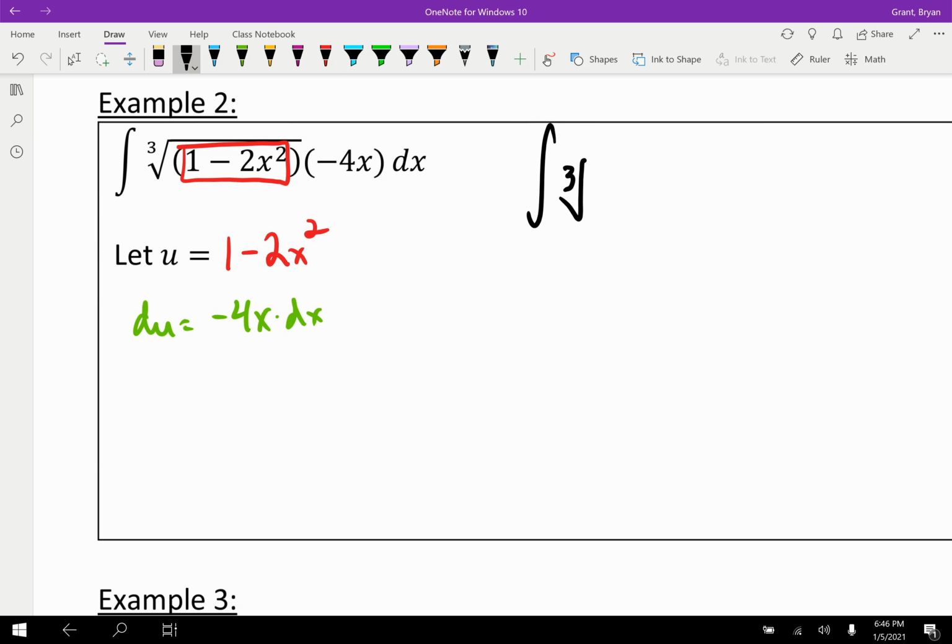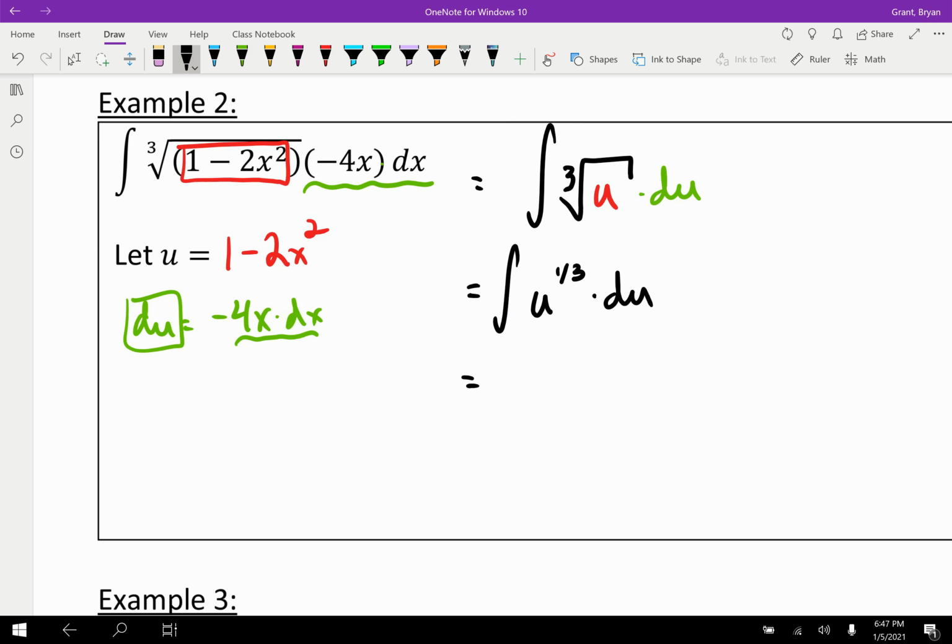of the cube root of, we replaced all of this with u, and then negative 4x dx, look at all this at the end, is going to get replaced with du. That is way more simple than the original integral. However, in order to actually do this integral, we should probably rewrite our cube root as a 1/3 power, and then we work the rest.